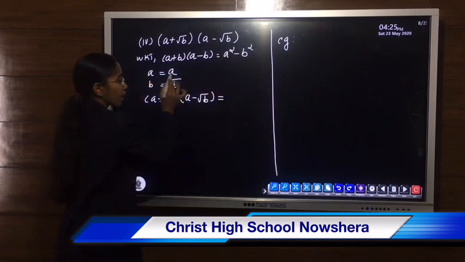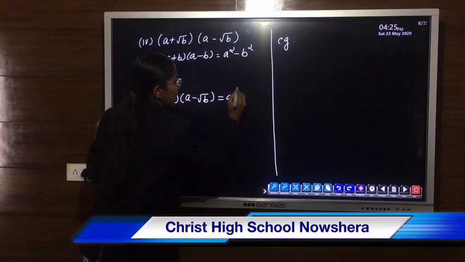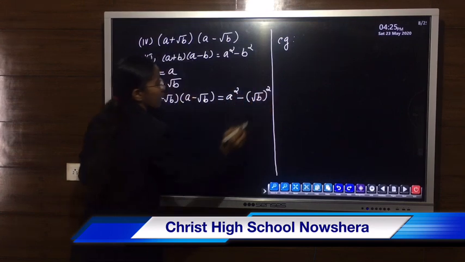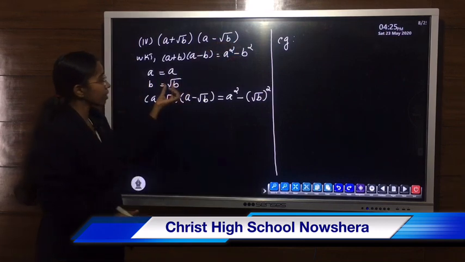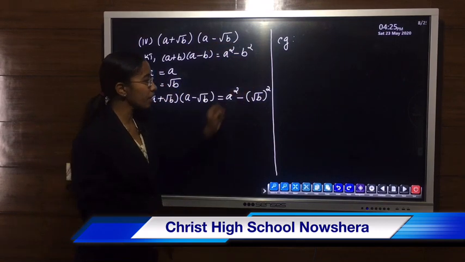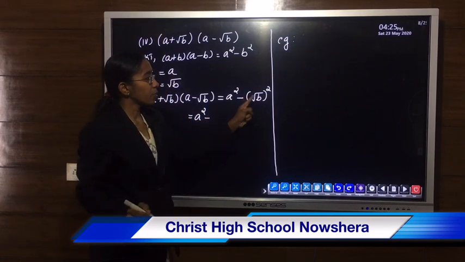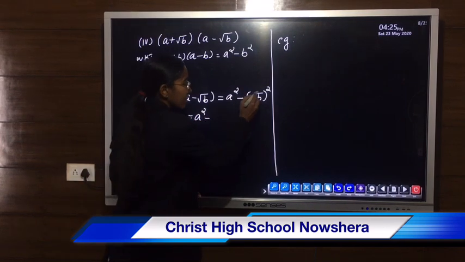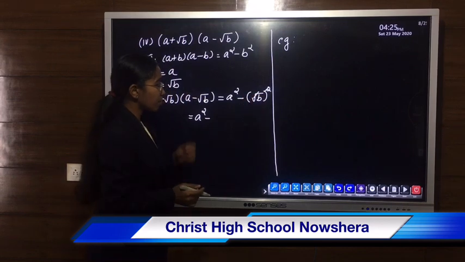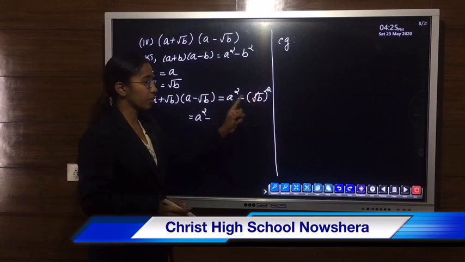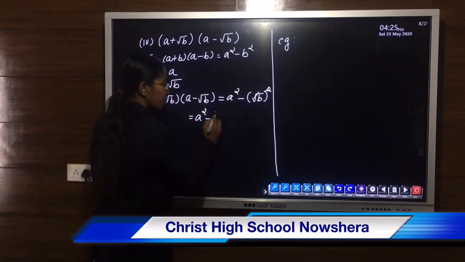Here at the place of a itself, this is a square minus root b square, because here at the place of b, that is root b. That is root b whole square. That is equal to a square minus root b whole square. We can cancel this square root and this power, or root b whole square means that is root b into root b. Root b into root b is always b only.